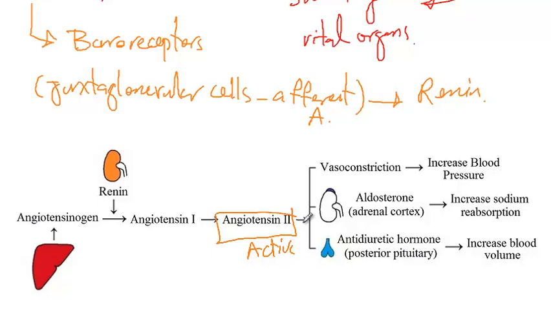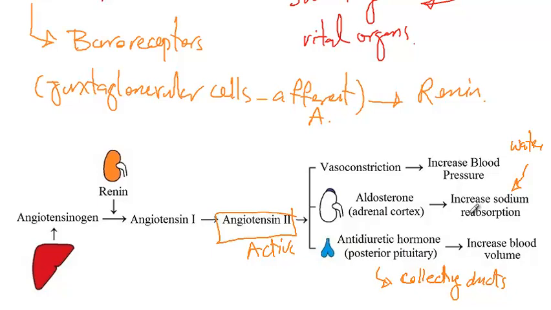Now angiotensin 2 does multiple functions. One, it will cause vasoconstriction of vessels, as a consequence of which blood pressure increases. It will also induce secretion of aldosterone from the adrenal cortex, which increases sodium reabsorption. And since water follows sodium, there would be increased blood volume and increased blood pressure. Finally, angiotensin 2 activates secretion of antidiuretic hormone from the posterior pituitary gland in order to increase blood volume. This hormone acts on collecting ducts to increase the number of aquaporin channels so that more water could get reabsorbed.